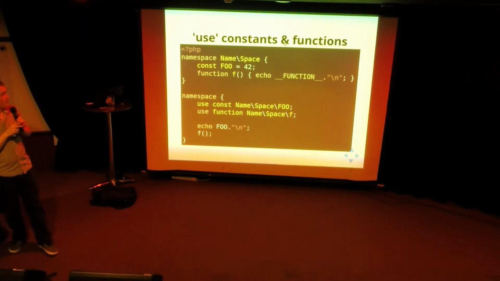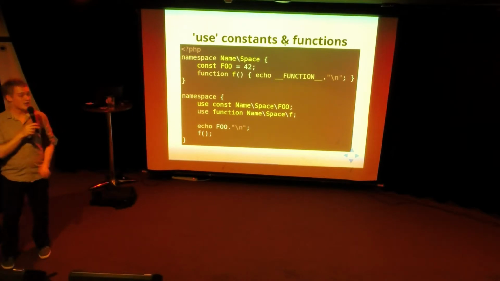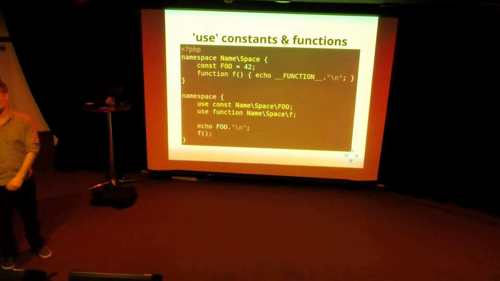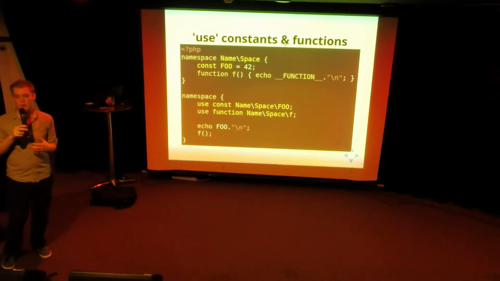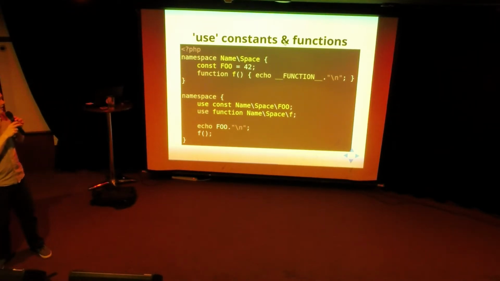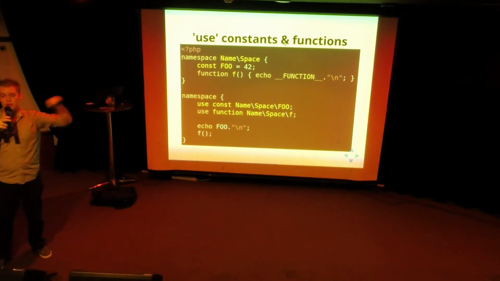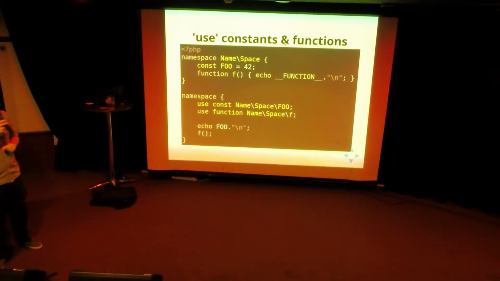So here I have some name slash space, and inside I have a constant foo and a function f. Well, I've got this other namespace. You might call this my root namespace, and I'm now actually bringing in the constants and the functions from my name slash space namespace, and use them as I would normally.